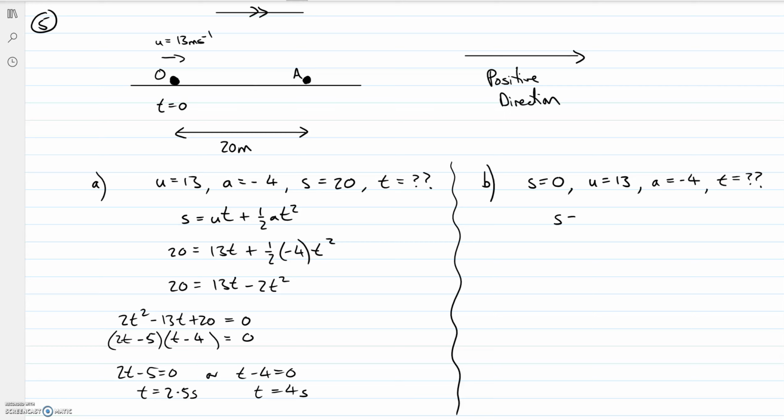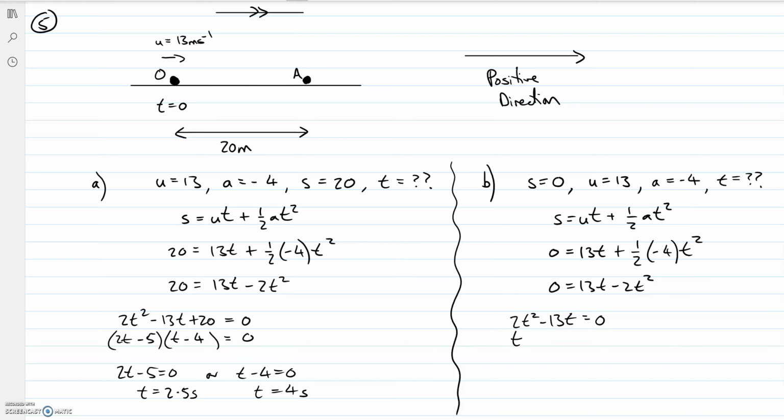So again, the formula in these variables is the same one. s equals ut plus a half at squared. Sub in, s is 0, u is 13, we don't know t, a half times minus 4 t squared. Tidy it up. So half times minus 4 is minus 2. I'll get it positive. So 2t squared minus 13t is 0. Factorize t out, and you get t times 2t minus 13. So we get t is 0, which is what we expected, because obviously that's the initial thing. It's not gone anywhere from O.